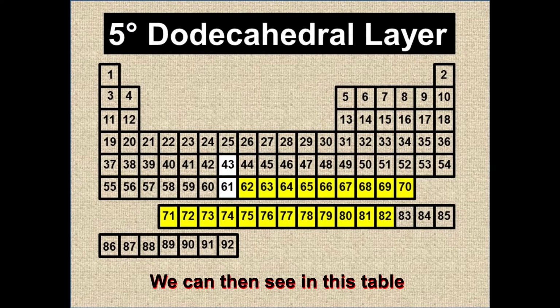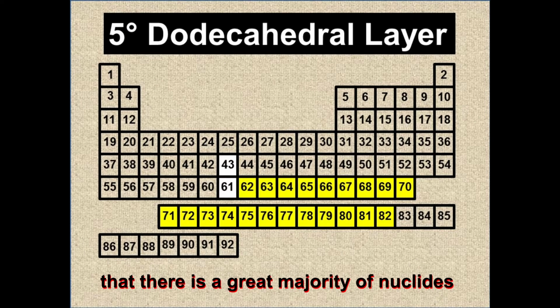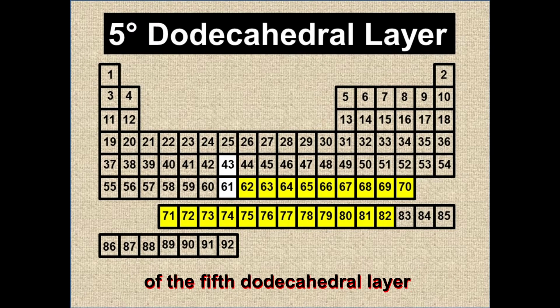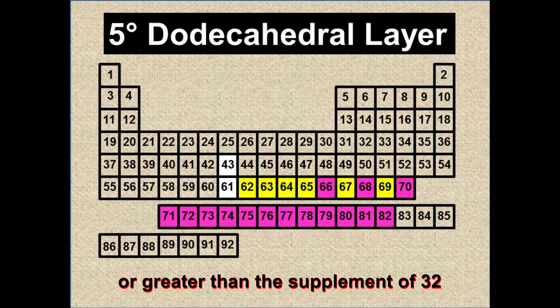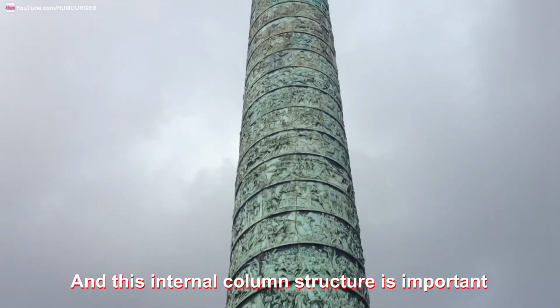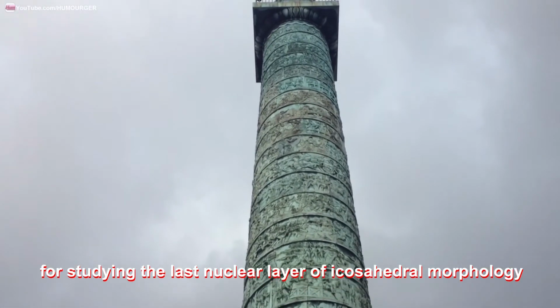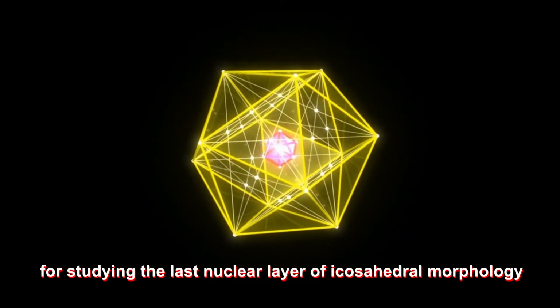We can then see in this table that there is a great majority of nuclides of the fifth dodecahedral layer, which has stable isotopes of mass equal to or greater than the supplement of 32. And this internal column structure is important for studying the last nuclear layer of icosahedral morphology.